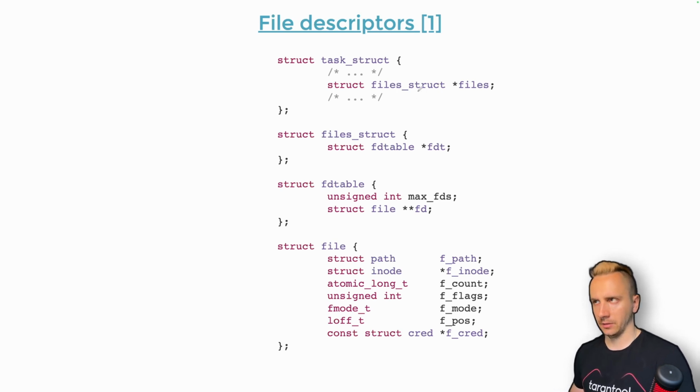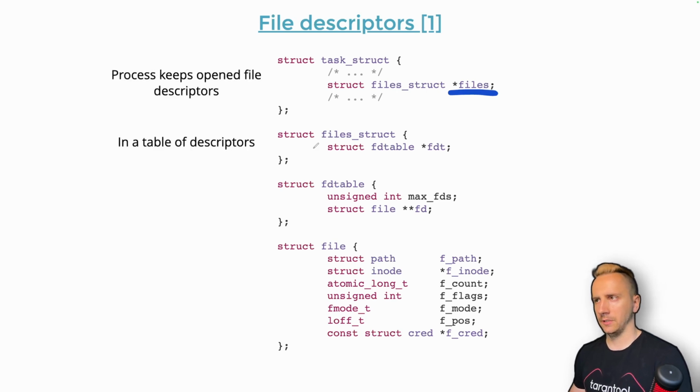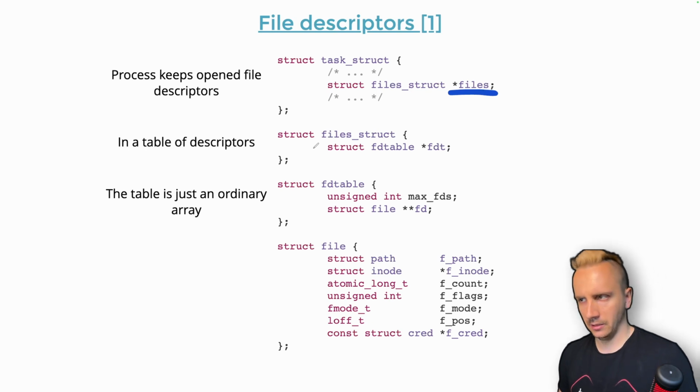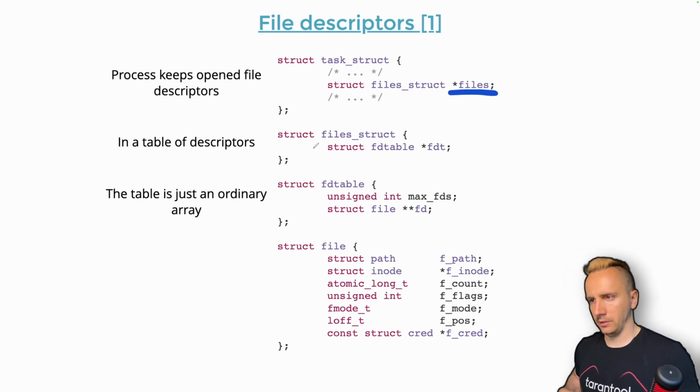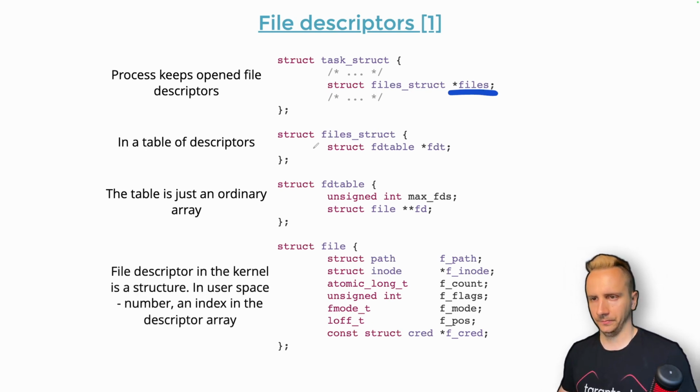You can find it in task struct, which has a member files, which points at files struct, which stores the fd table pointer, which stores the array of file descriptors. Each file descriptor in the kernel is an object, struct file, and an array of pointers to struct file is stored in the kernel. When you get a file descriptor in user space, it's a number, as you know. This number is just an index in this array.